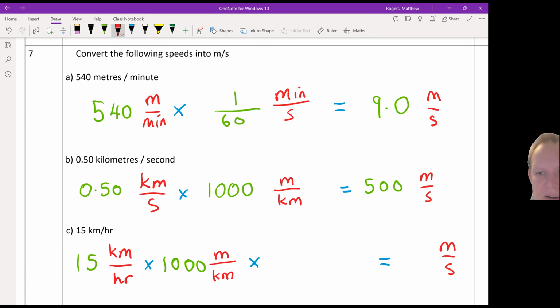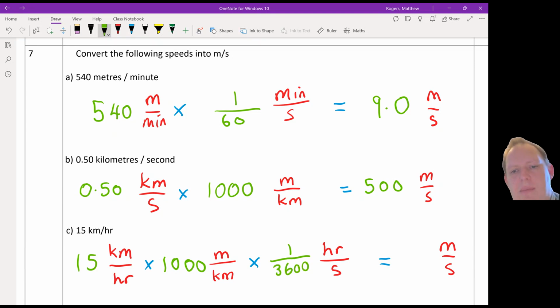So to get rid of this hour at the bottom, we put the hour on top of our fraction over here. The hour we want to replace by a second on the bottom, so we're going to have seconds on the bottom here. How many hours are there in 1 second? Well, not very many. We remember it by saying 1 hour is the same as 3,600 seconds. Remember, this comes from the idea there's 60 minutes each of 60 seconds.